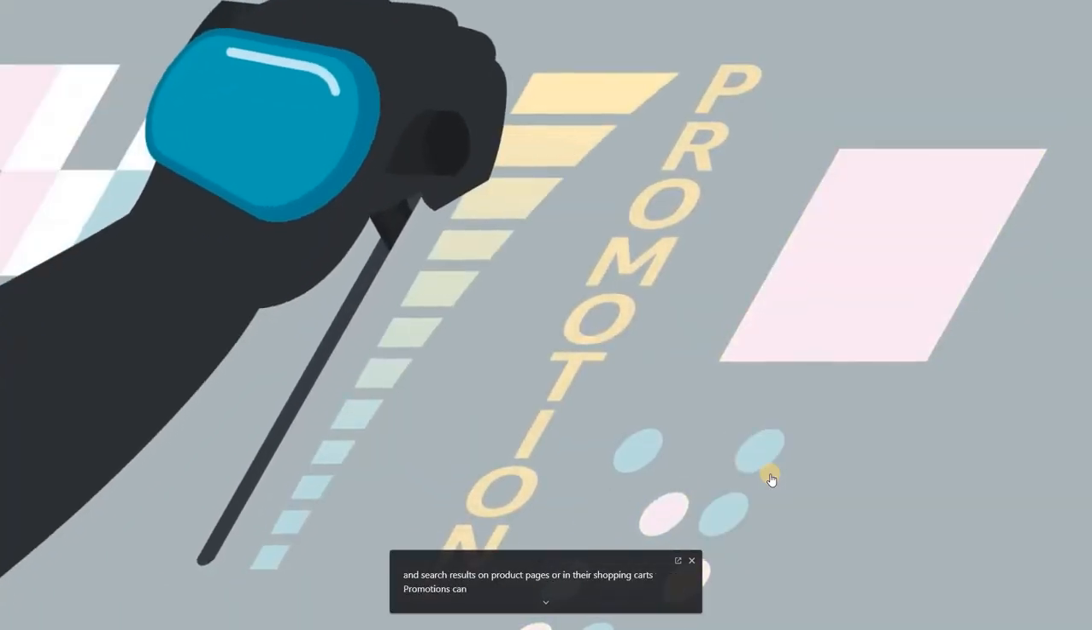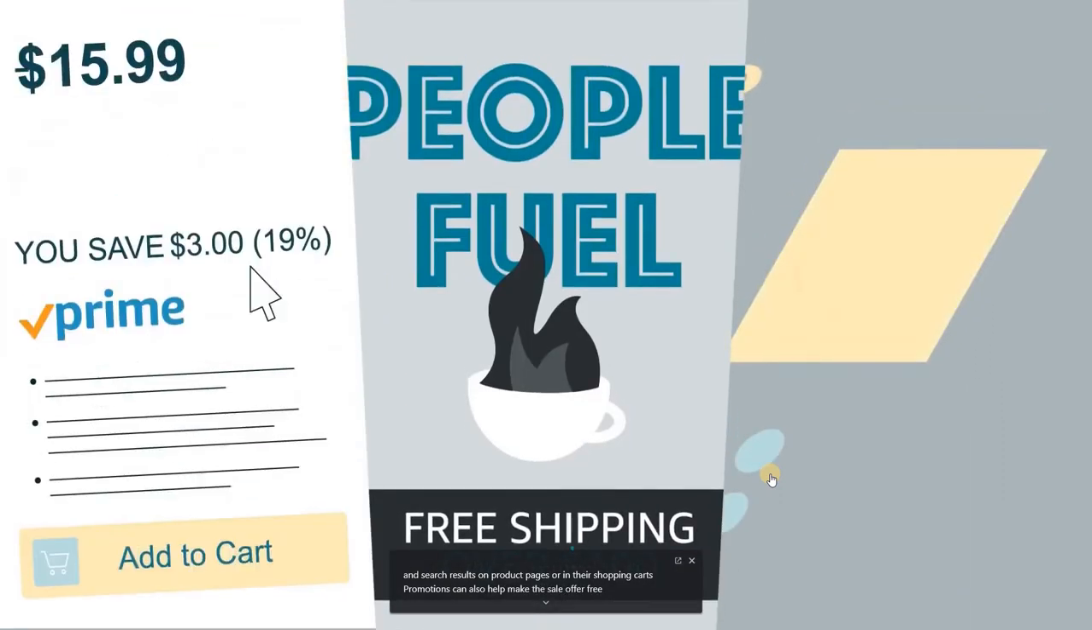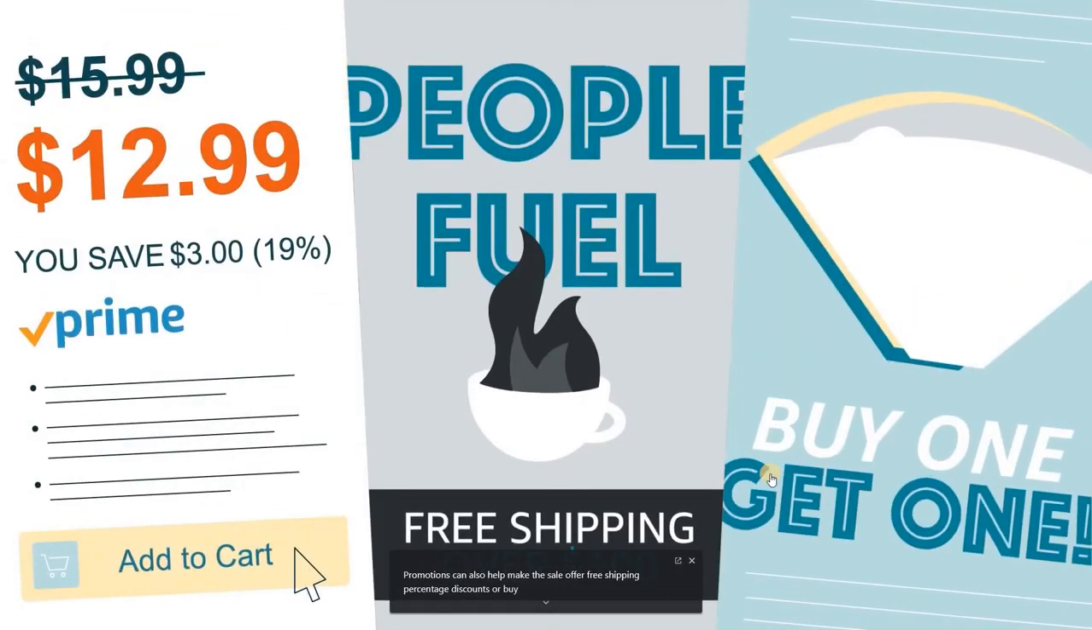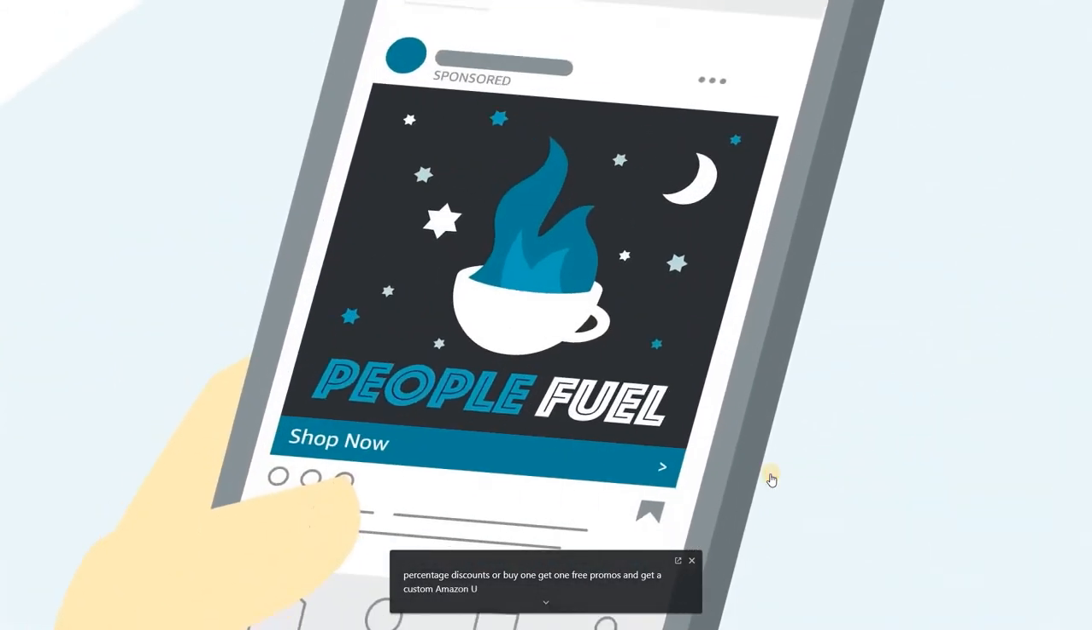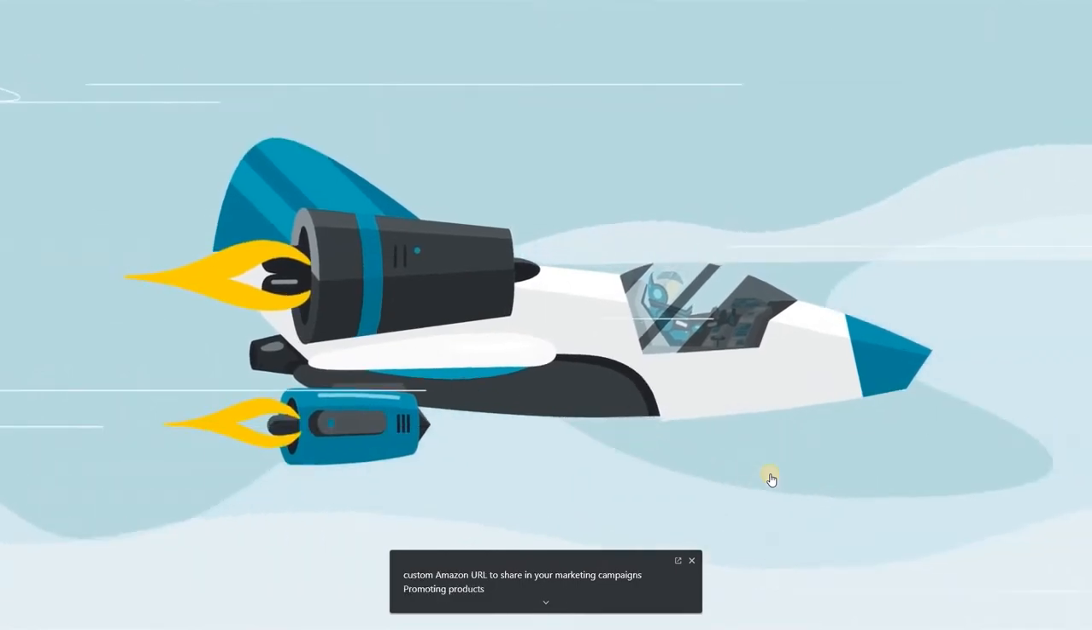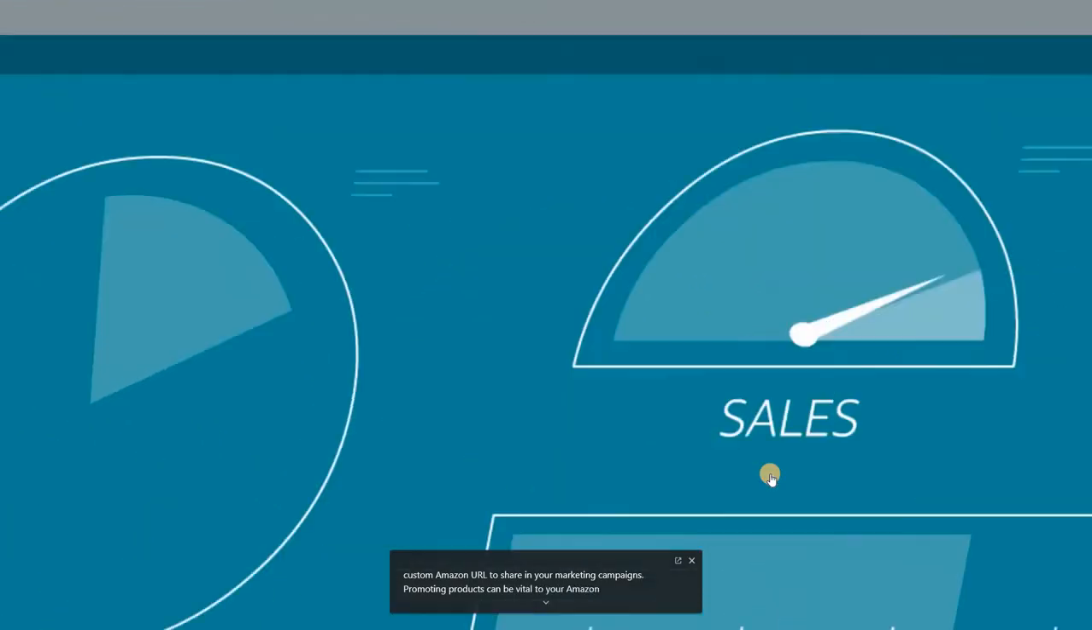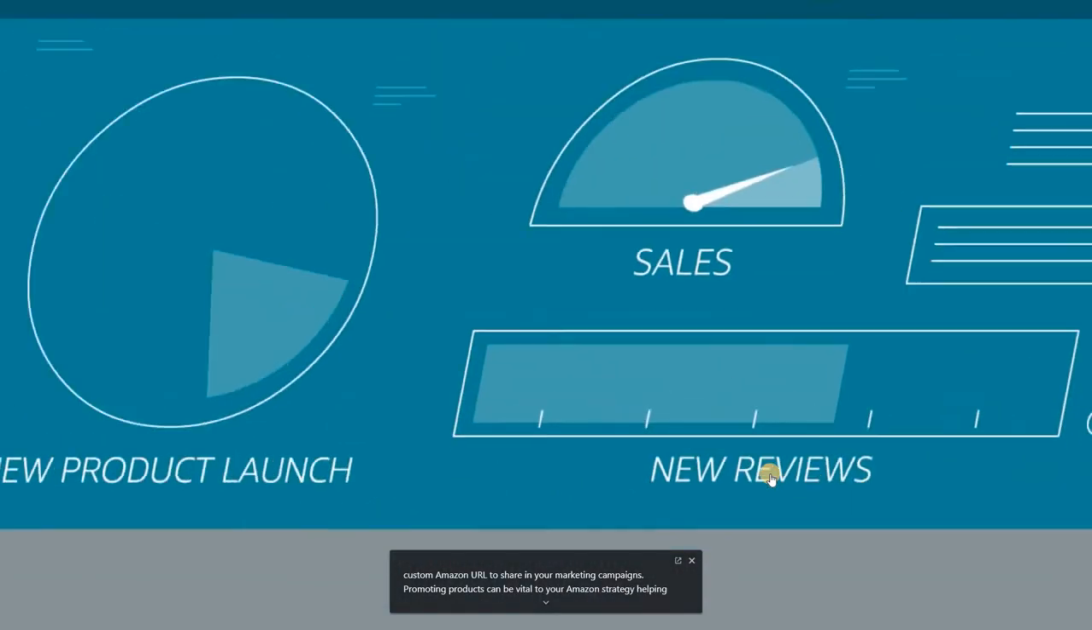Promotions can also help make the sale. Offer free shipping, percentage discounts, or buy one, get one free promos, and get a custom Amazon URL to share in your marketing campaigns. Promoting products can be vital to your Amazon strategy, helping you drive sales, launch new products, generate reviews, and more.